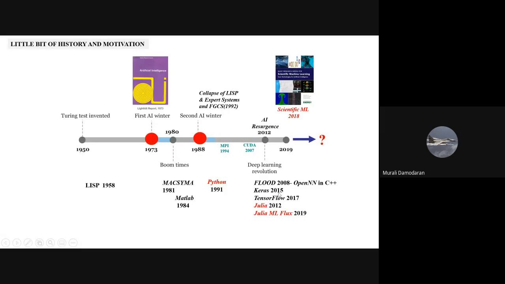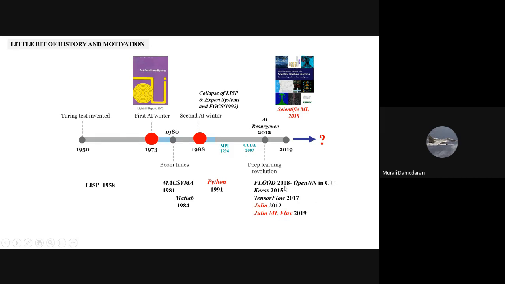In 2015, you had Keras, 2017 TensorFlow, 2012 Julia, and 2019 the Julia machine learning library called Flux. All these make programming, AI, networks, and all that a breeze. So there are a lot of developments in software and so on.